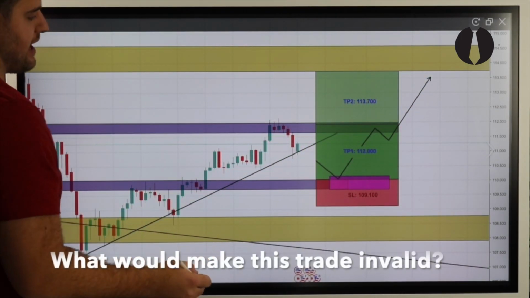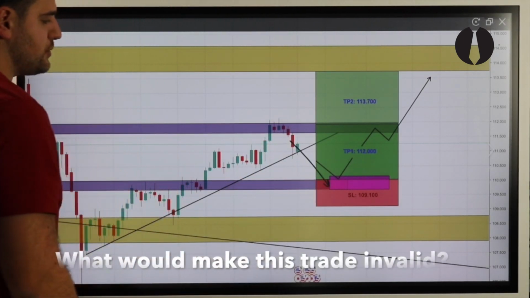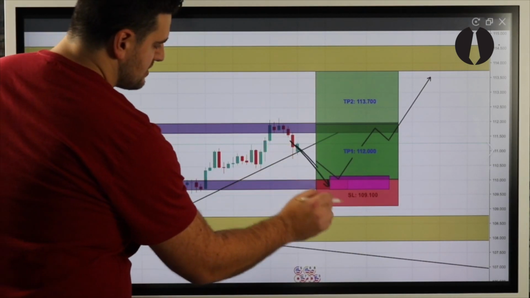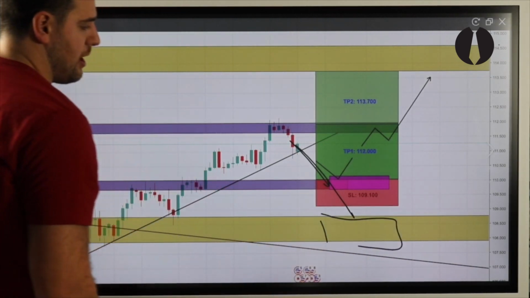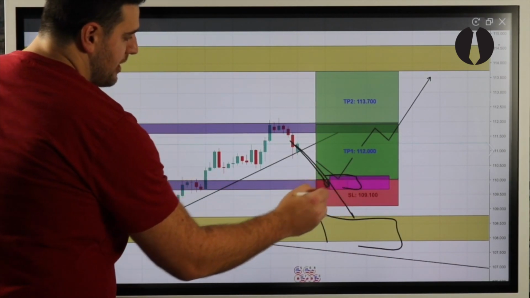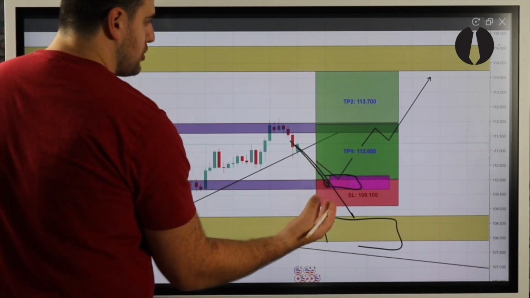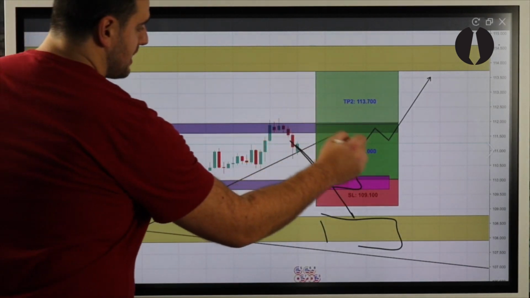So what would make this trade invalid? Well, let's say price makes its way to its daily lower zone and breaks this lower zone to the downside and continues down to its weekly lower zone. Well, we know that there was not enough buy pressure at its daily lower zone to push price to the upside, meaning this trade becomes invalid.